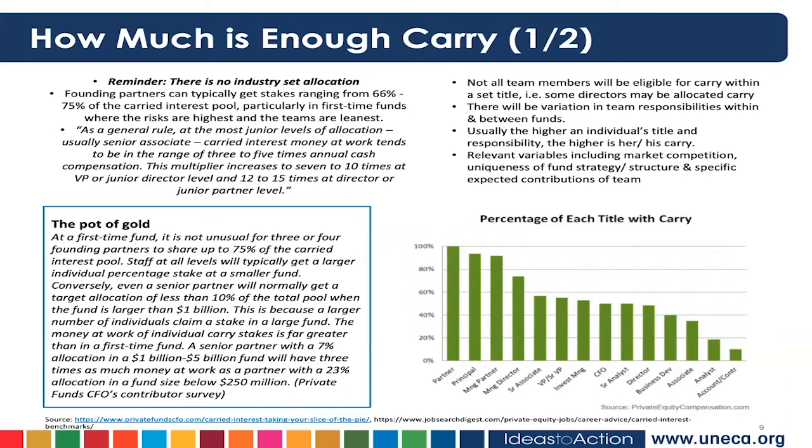As a general rule, at the most junior levels of allocation, usually senior associates, carried interest money at work tends to be in the range of 3 to 5 times the annual cash compensation. That's the salary plus bonus. This multiplier increases to 7 to 10 times at VP or junior director level and 12 to 15 times at director or junior partner level. So it is really significant, and it's intended to be that pot of gold at the end of the rainbow.